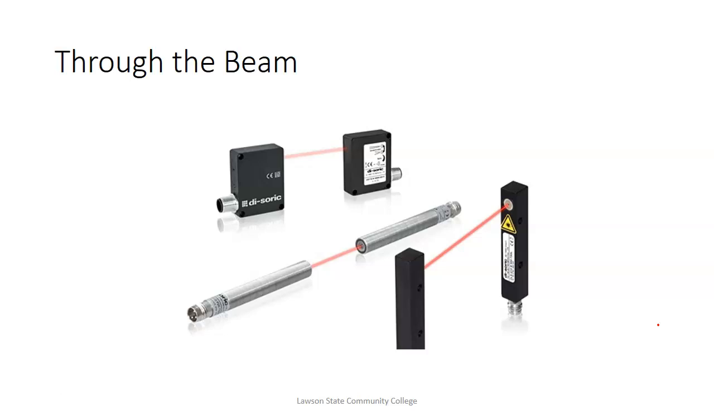Remember, the diffuse sensor starts off false, so its output is false unless you see something. The through the beam and the retroreflective sensors start off true. And then when the object breaks the beam, it becomes false. And if you're a PLC programmer, you definitely need to know that. Somebody's going to use a diffuse sensor, and they're going to use a normally open contact when they should use a normally closed contact.